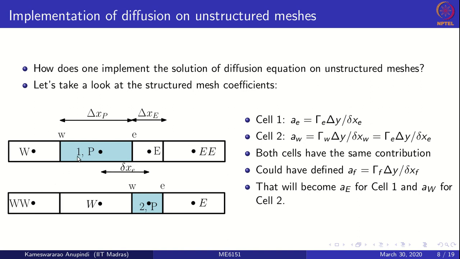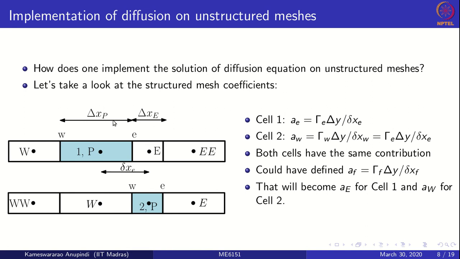The only thing is that in the top row we are solving for the P cell, that is this bigger cell 1, and in the bottom row we are solving for its neighbor, that is 2. This is our primary cell. That's what we are solving for, and the deltas for these cells are delta xp and delta xc. These are the widths of the cells.